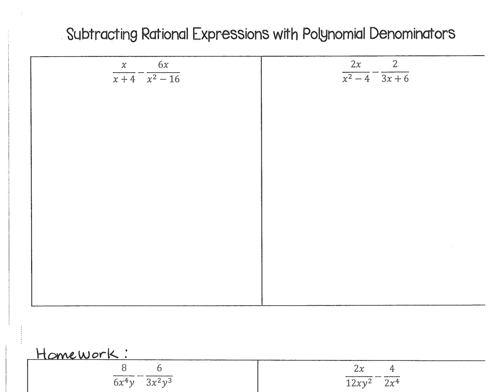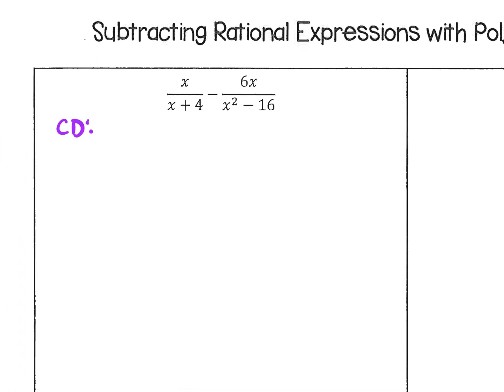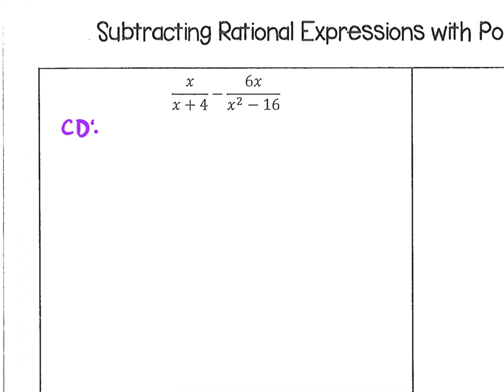Subtracting is the same thing, guys. It's the same process, except this time we're going to subtract what's next. So we're still going to be finding what? Common denominator. So help me out here. What is the common denominator for this? What do I need to do here first? Factor. What will it factor into? Good. X plus 4, x minus 4.